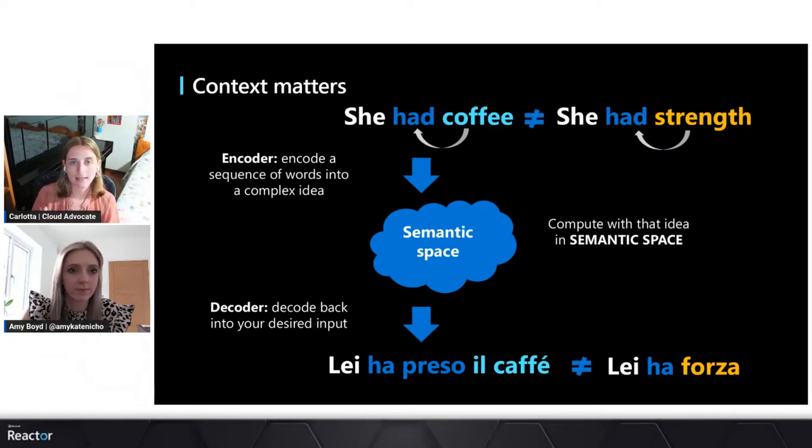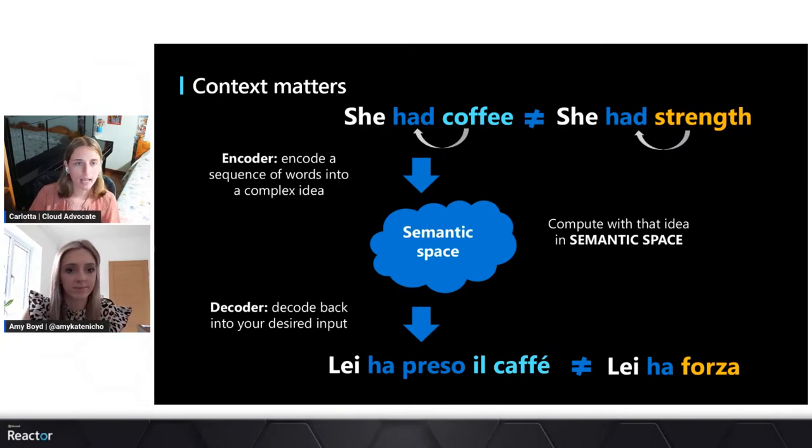But this same verb has a different meaning in the two sentences. How can we understand that it has a different meaning? Based on the context, which in this case means based on the word following the term had: coffee in one case and strength in the other. And this means that we need to convert the words into some more complex ideas, such that the two instances of had represented here in the semantic space are not very close to one another, because even if it's the same verb, it has a different meaning. So the semantic proximity should be computed on this complex idea, taking into account the immediate context of the term.